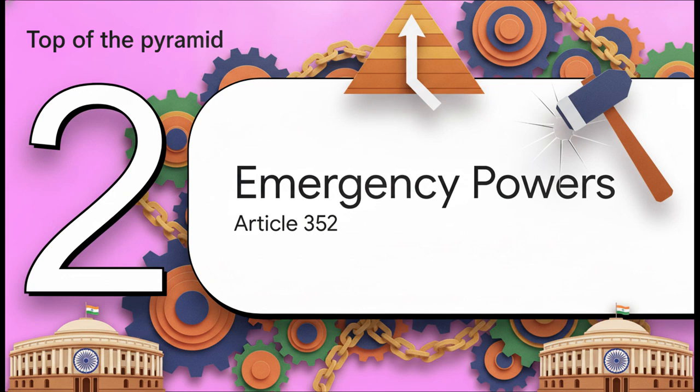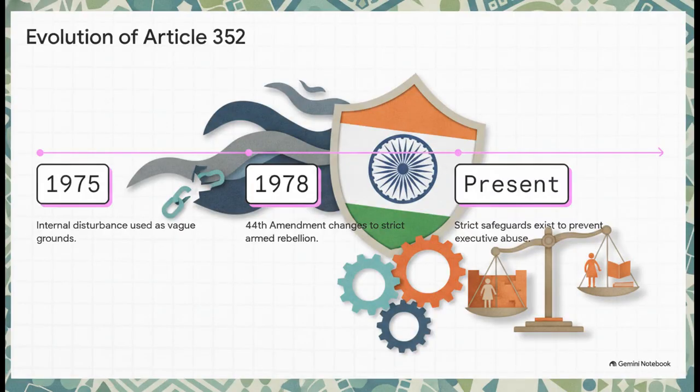Moving on to Section 2, Constitutional Emergency Powers, focusing on Article 352. So, at the very top of our constitutional pyramid sits Article 352. This is the ultimate break glass in case of emergency provision. And the evolution of this article? It tells a fascinating story about how democracies learn from the past.